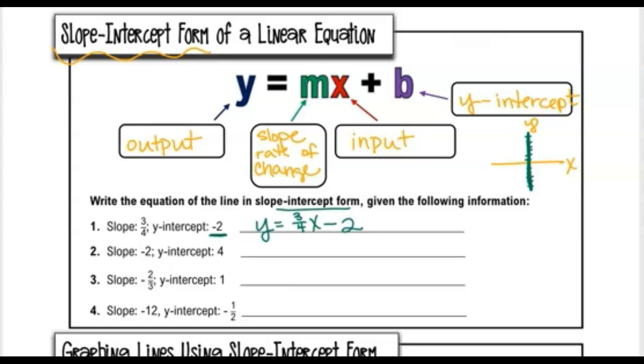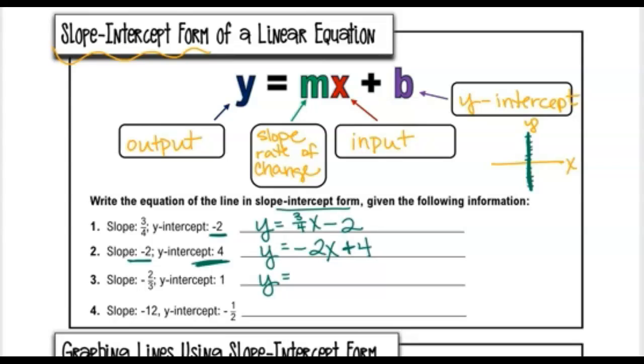Let's look at number two. If you have a slope of -2 and a y-intercept of 4, what would that look like in your equation in slope-intercept form? Well, if your slope is -2, then -2x, your slope is the number in front of the x. Your y-intercept is that b value all by itself. And because it's not a -4, it's a +4. So I'm just going to write +4. That becomes +4.